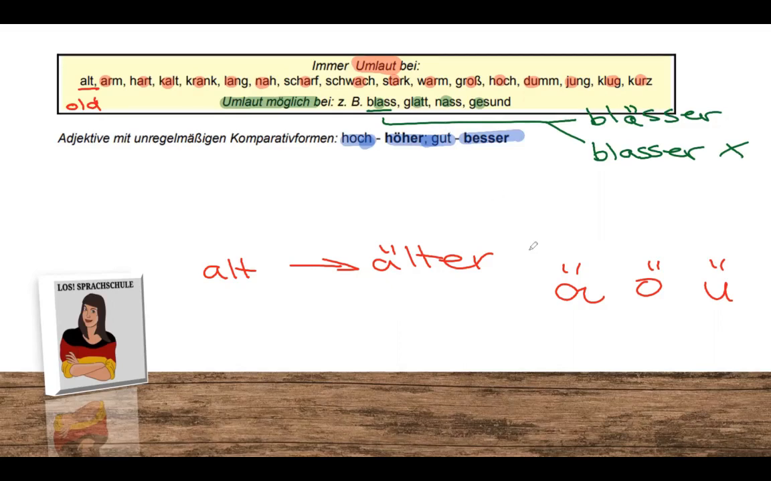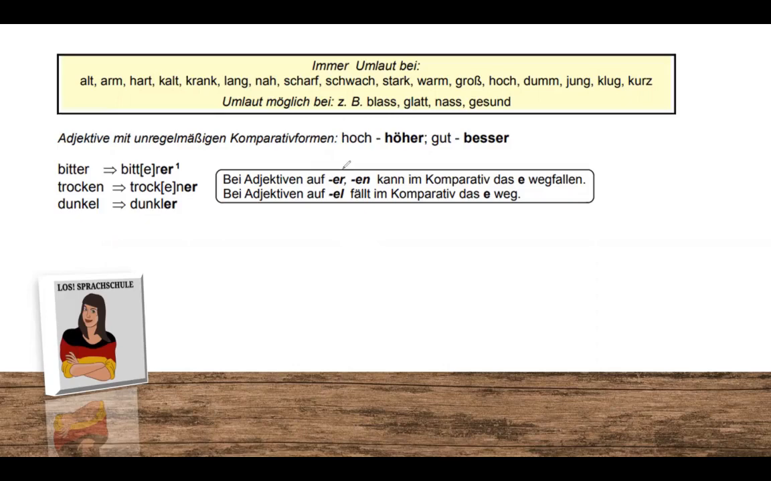This is the first part of building those adjectives in comparative, and we have a second rule following. The second rule is more regarding the ending of an adjective. If we have an adjective that ends with er or en, in comparative, we can, if we want, depending on where you're from and how you do it, cancel out the e. So we have here bitter, which means in English the same, bitter. And then we have bitterer. But we can also say bitterer.